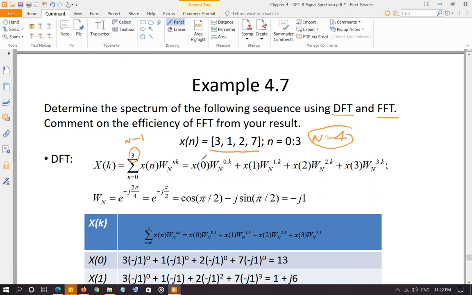X of 0: first n is equal to 0, so we put n equal to 0 here, then n equal to 1 here, n equal to 2, and n equal to 3. And then we calculated the value of the twiddle factor, e to the power negative j 2 pi over 4, since N is 4, which will be e to the power negative j pi over 2, that is cosine pi over 2 minus j sine pi over 2. Cosine pi over 2 is 0, and sine pi over 2 is 1, so negative j. So the twiddle factor came out to be negative j.